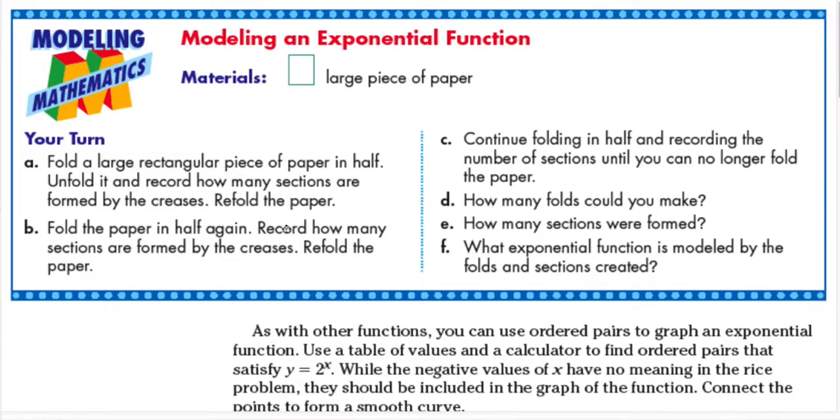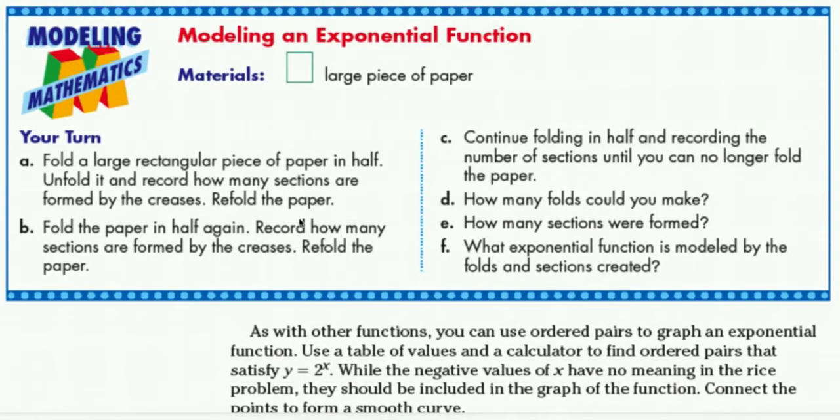And you can do this too. Fold a large rectangular piece of paper in half, unfold it, record how many sections are formed by the creases, and refold the paper. This is a model of an exponential function. Just get an 8.5 by 11 piece of paper; a white piece of paper will do. Fold it in half, unfold it and record how many sections are formed. If you fold it in half, you have two sections, and then refold the paper.